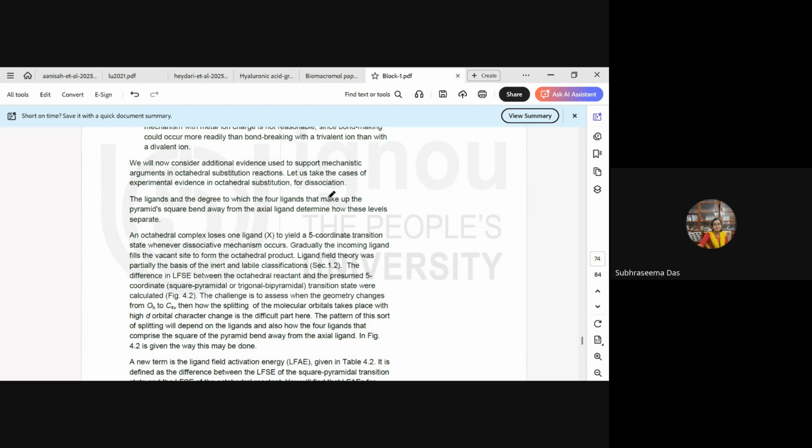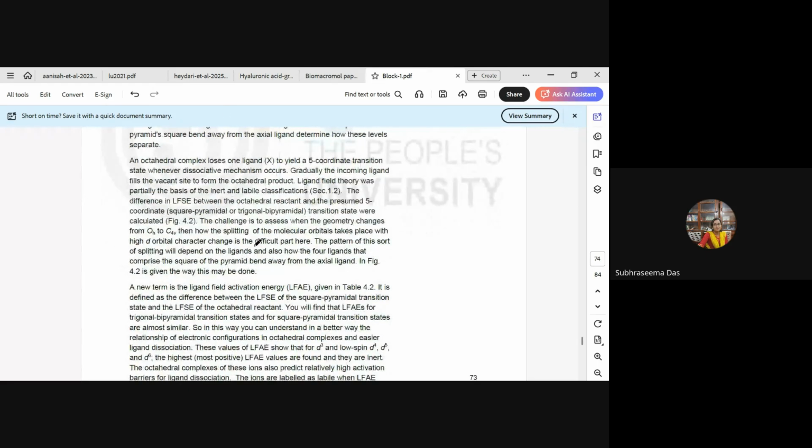So the ligands, and the degree to which the four ligands that make up the square of the square pyramidal, determine the configuration. In an octahedral complex, it loses one ligand to yield a 5 coordinate transition state whenever the dissociative mechanism occurs. Then the incoming ligand fills the empty site. So ligand field theory has basically been applied to understand this mechanism.